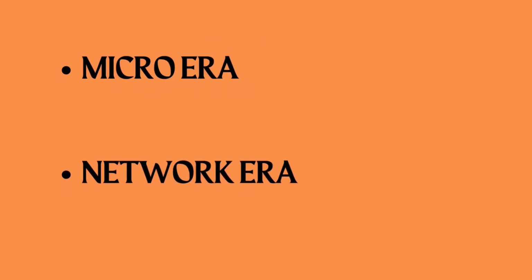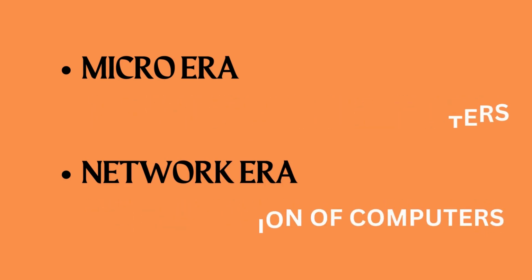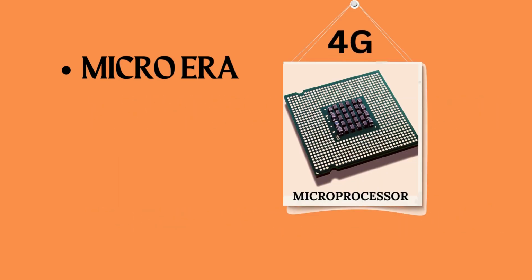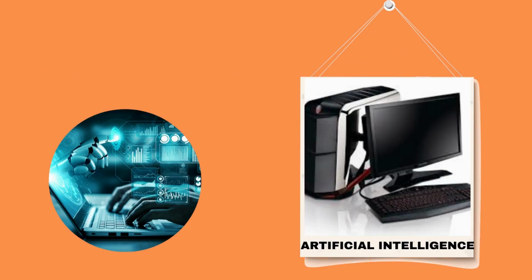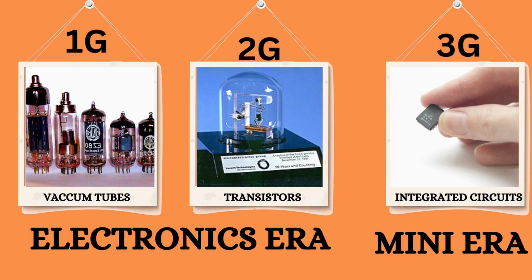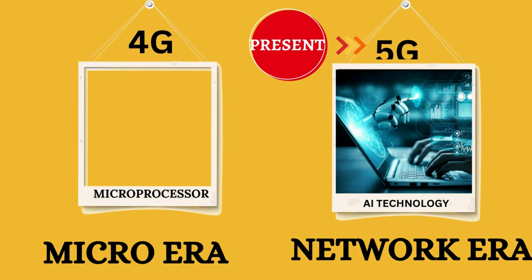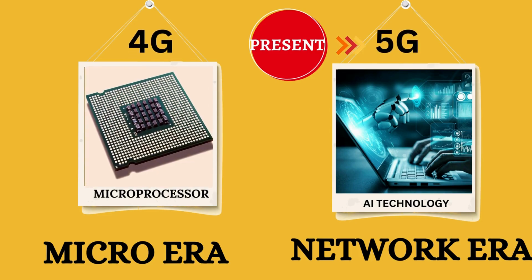Let's summarize today's class. In today's class, we discuss the micro era and network era and also understand the fourth generation and fifth generation of computers. The fourth generation of computers comes under the micro era and the fifth generation comes under the network era. So we have learned about 5 eras and 5 generation of computers. Let's learn the basics of computers in the next videos.